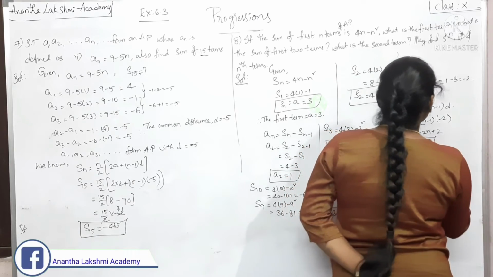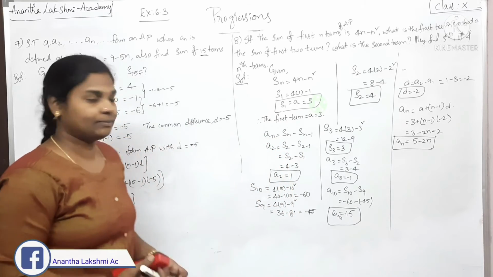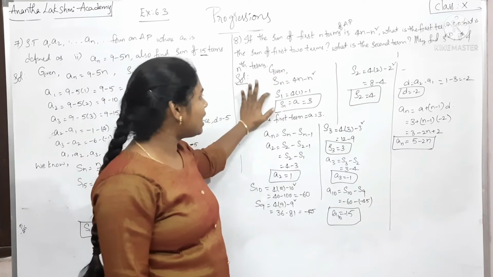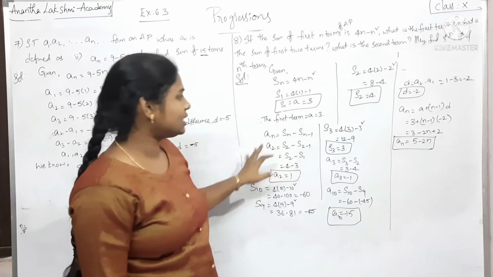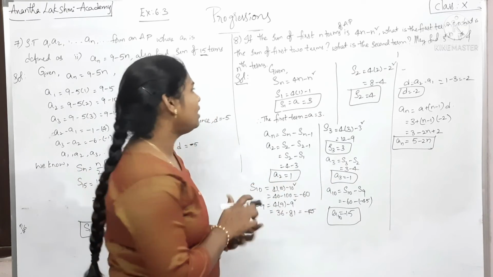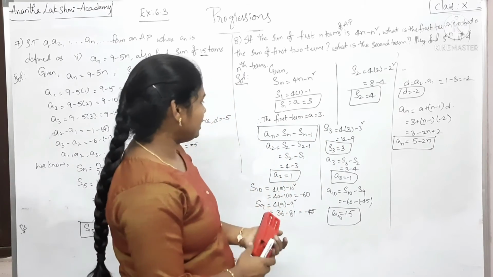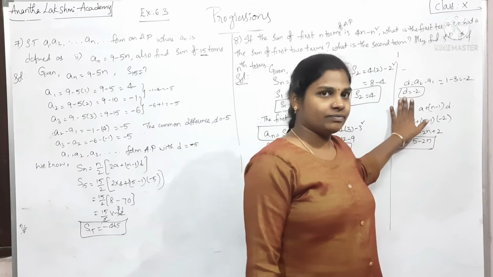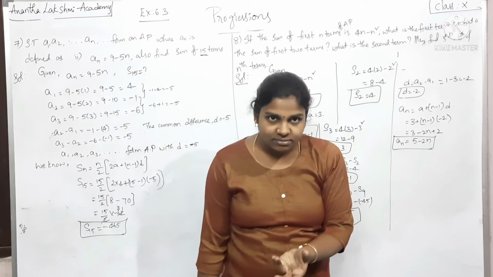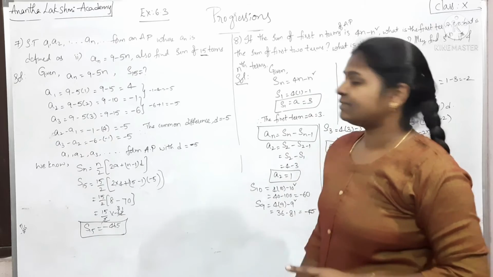Therefore, the nth term is nothing but 5 minus 2n. Alright, so what have we done? We just substituted the values 1, 2, 3 and then figured out the a1, a2, a3 values by using the formula an is equal to Sn minus Sn minus 1. And eventually later we ended up with the nth term. Remember to read the question properly, whether they are asking us the nth term or sum of n terms. Okay. That is about problem number 7 and 8.